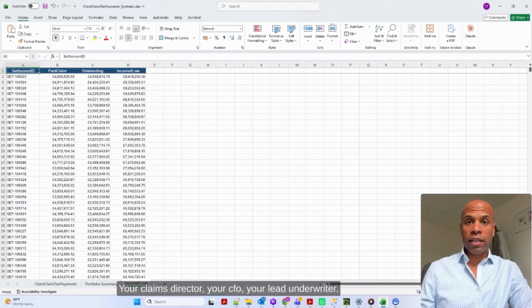So the very first row in this table is the settlement with the biggest total exposure on the entire book. Your claims director, your CFO, your lead underwriter, whoever picks this up, immediately knows where to look first. That is the power of settlement-level data. You are not managing averages or aggregates. You are looking at individual positions, ranked by financial exposure, with no ambiguity about which ones matter most, and we built that in two prompts.